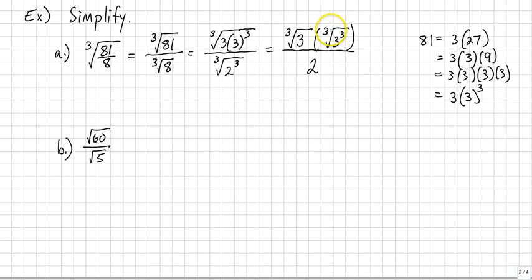And then the numerator, on this one right here, I have the cube root of 3 cubed. So the index and the exponent are the same. They're odd, so that should just simplify to 3. So this ends up being the cube root of 3 times 3, all divided by 2, which we would typically write with the 3 out front. So it'd be 3 times the cube root of 3, all divided by 2.